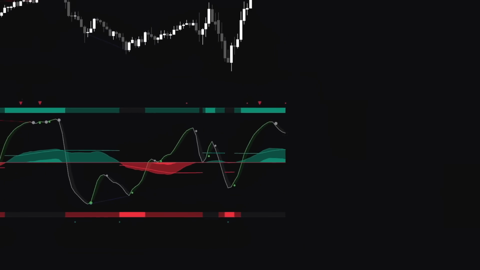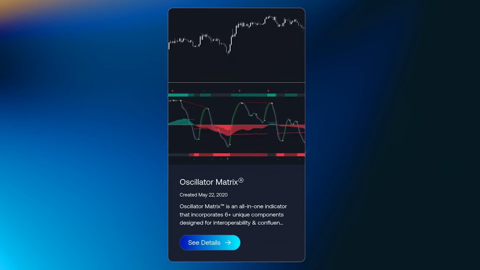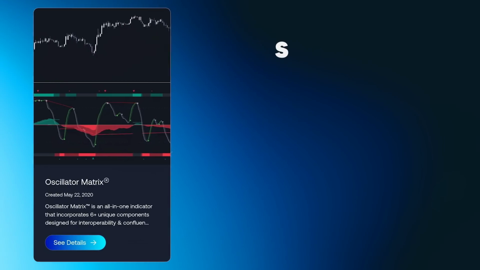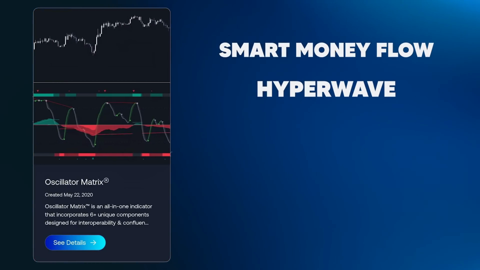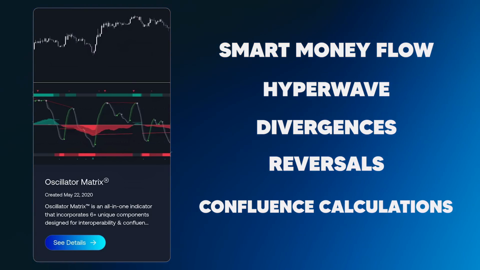Volume isn't just noise, it's the heartbeat of every move the market makes, and this tool will flip your analysis on its head. The indicator is called the Oscillator Matrix, and it's built from 5 powerful components: smart money flow, Hyperwave, divergences, reversals, and Confluence calculations. Let's start with the engine behind it all: smart money flow.